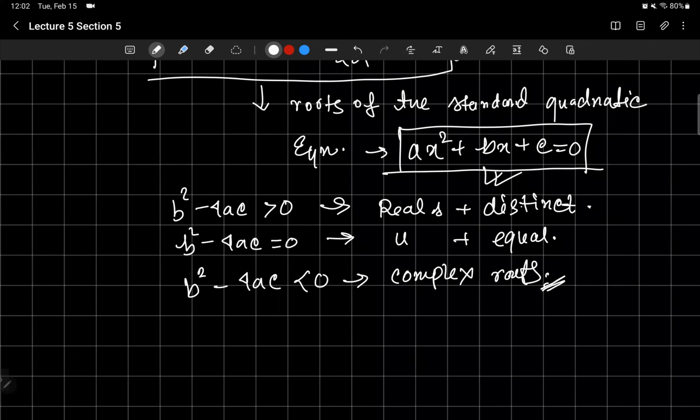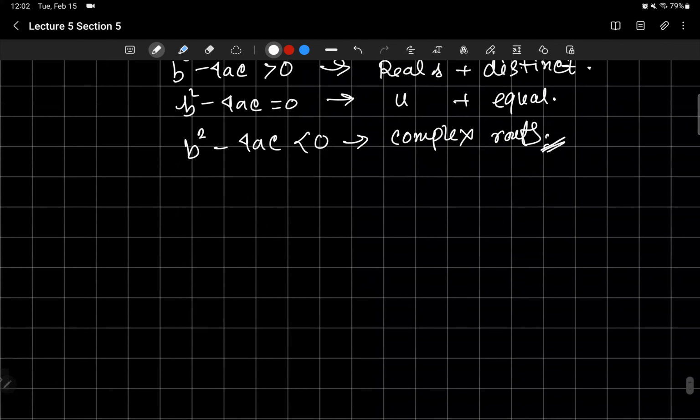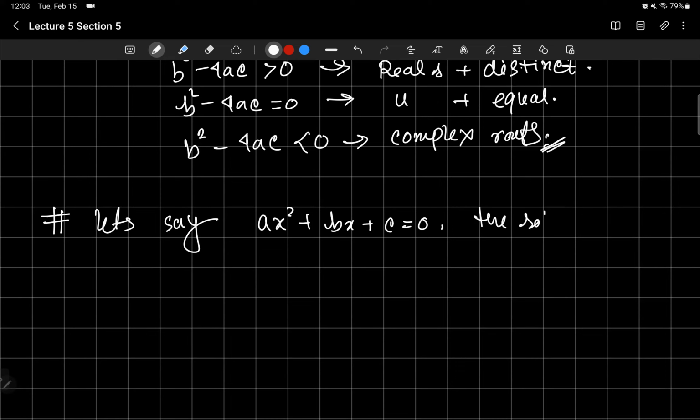Okay, so that's how you deal with quadratic equations. Before I move on to cubic equations, I'll very briefly tell you guys a story about it. I want you guys to observe something. Let's say I'm dealing with a quadratic equation like this, and the solutions are given by, let's say, x1 and x2.